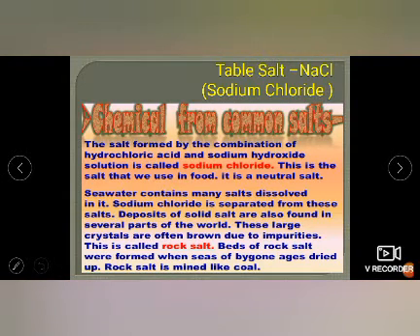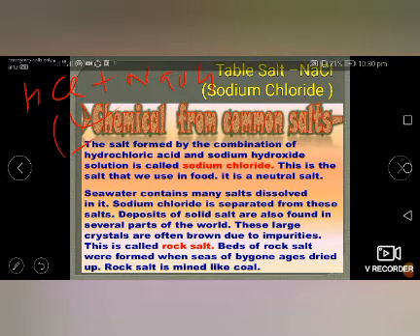The general formula of table salt is NaCl. Table salt is the common name, NaCl is the formula, and sodium chloride is the chemical name of this salt. So chemically, what is common salt? It is a salt formed by the combination of hydrochloric acid and sodium hydroxide. It is the combination of HCl plus NaOH.